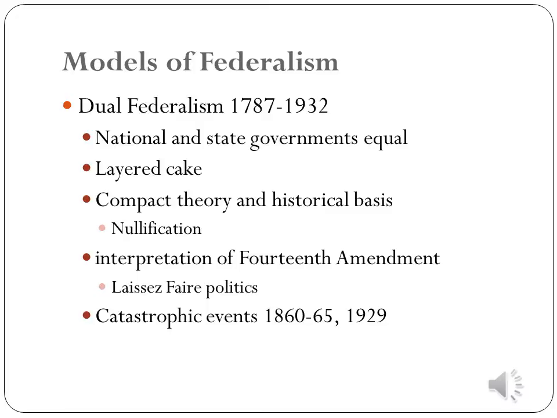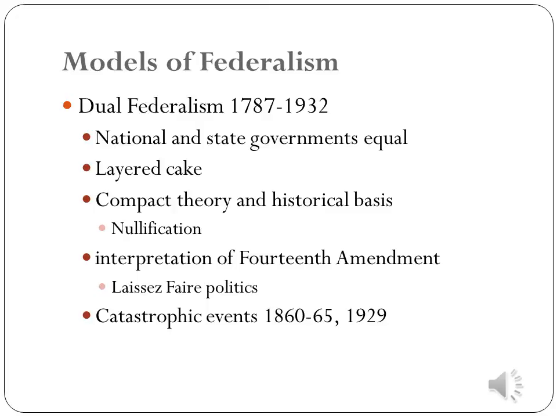A layered cake model is really kind of neat because you have layers that never go through, but occasionally they overlap. This is based on the idea of the compact theory. It claims that the nation was formed through a compact agreed upon by all the states, and that the national government is consequently a creation of the states. This is an argument that was made by then Vice President John C. Calhoun, that the states could determine if the national government had overstepped their boundaries because of this compact, this concept of nullification, where a state can nullify a law they did not agree with.